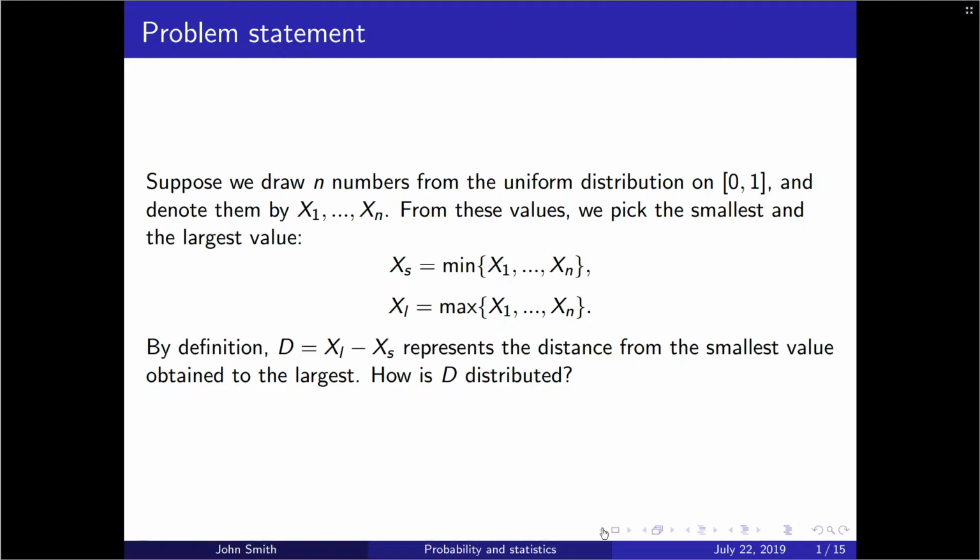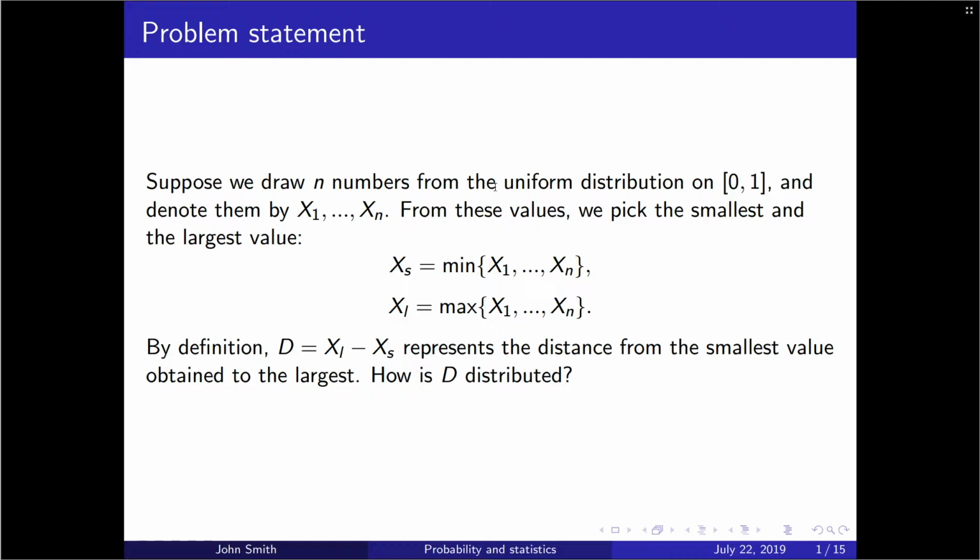Hi. Today we will look at what is to me an interesting problem in probability theory. Let's start with a statement of the problem, and then we will solve it and explain the most important aspects of the problem along the way. The problem is relatively easy to state.